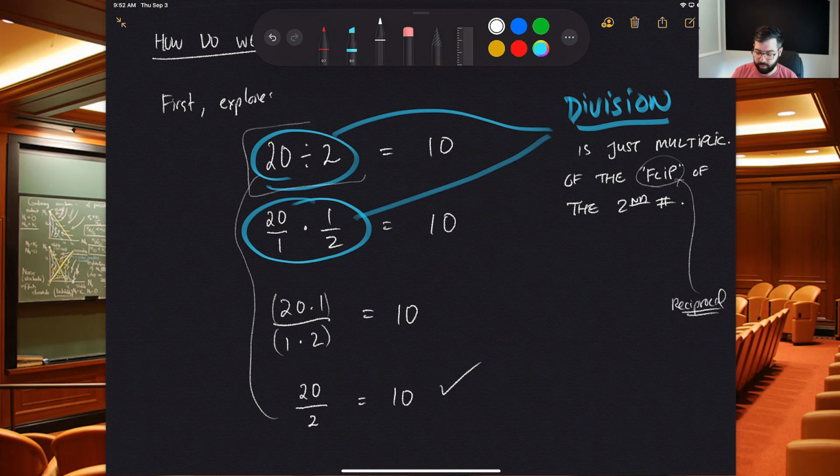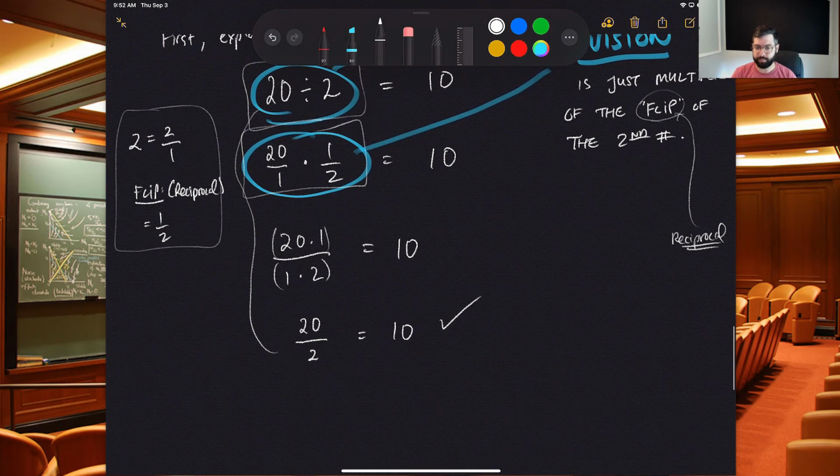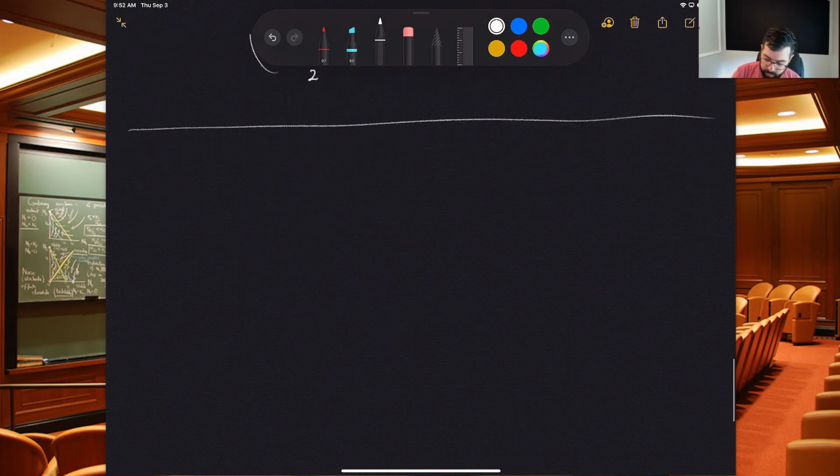So when you see 20 divided by 2, really it's equivalent to write 20 times 1 over 2. Right? What is the flip of 2? Well, if 2 is 2 over 1, then the flip, or reciprocal, is 1/2. So this is a key idea as well, the notion of reciprocal. So let's do an example here with fractions. Say I have 1/2 divided by 3/4. We'll flip the operation from before. We'll say evaluate this.